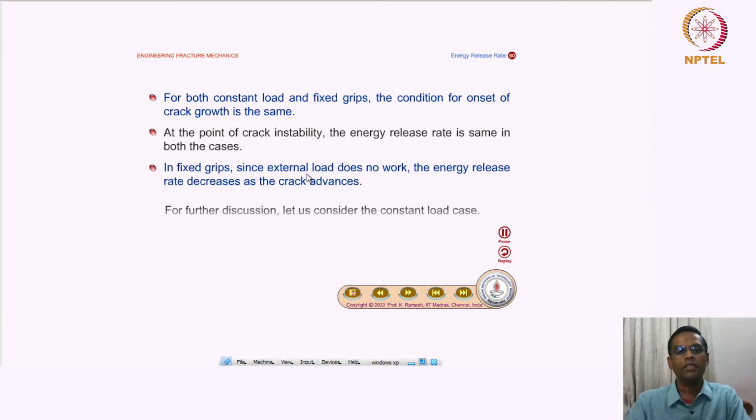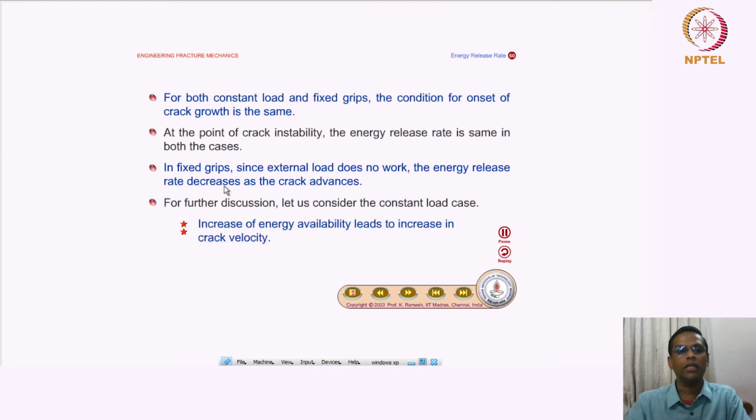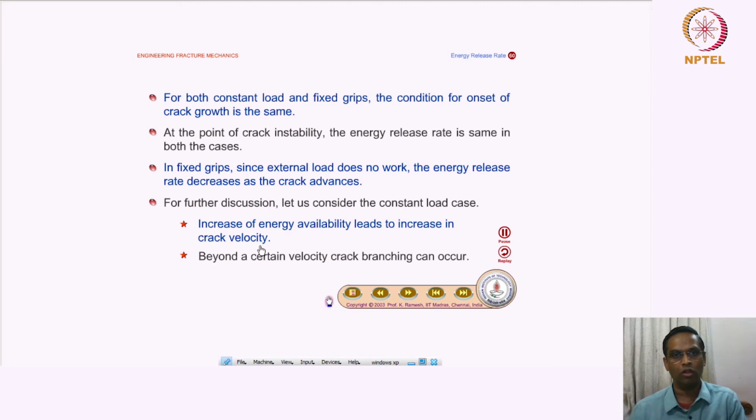In fixed grips, since external load does not work, the energy release rate decreases as the crack advances. So this is quite obvious. The energy comes from within the system, so it comes down. For further discussion, let us consider the constant load case. The increase of energy availability leads to an increase in the crack velocity. I just mentioned this in the previous slide. Because as the crack length advances, the energy available is also significantly increasing, that facilitates the crack velocity. And beyond a certain velocity, crack branching can occur.